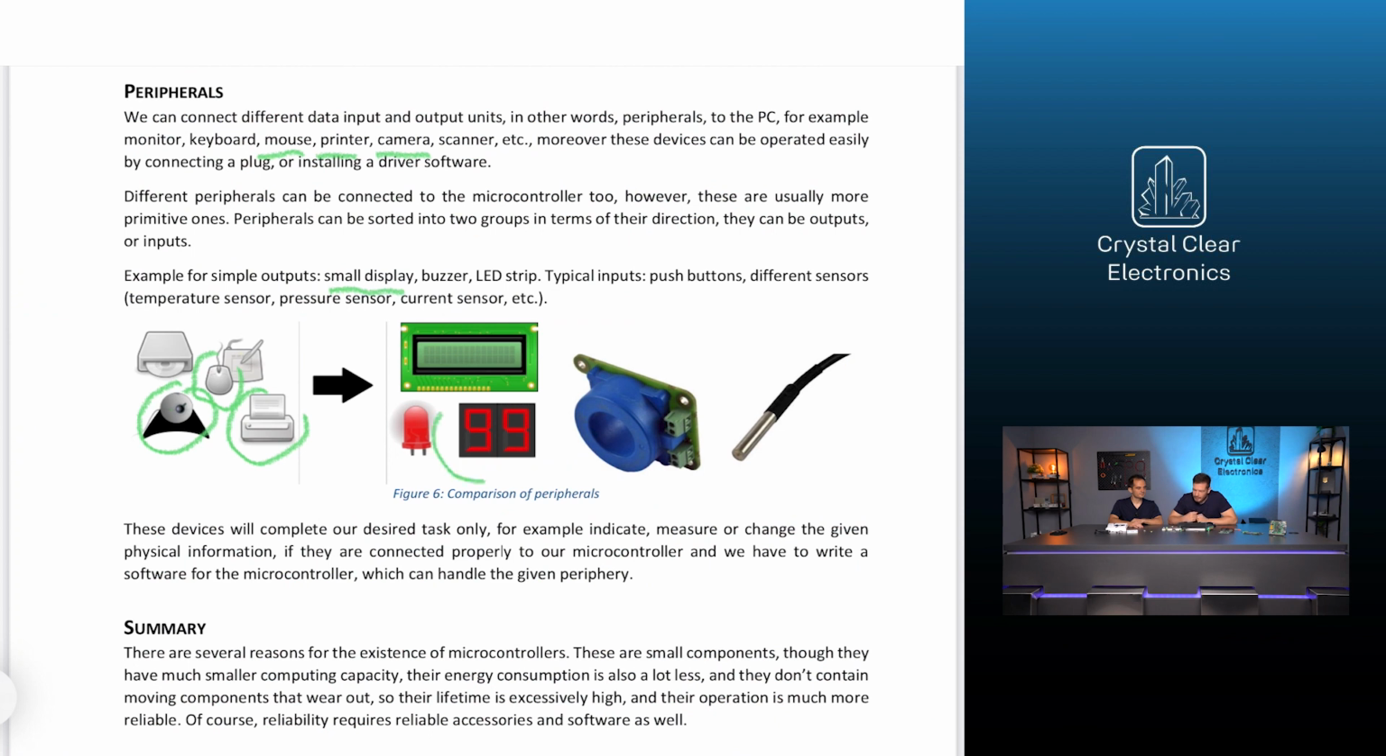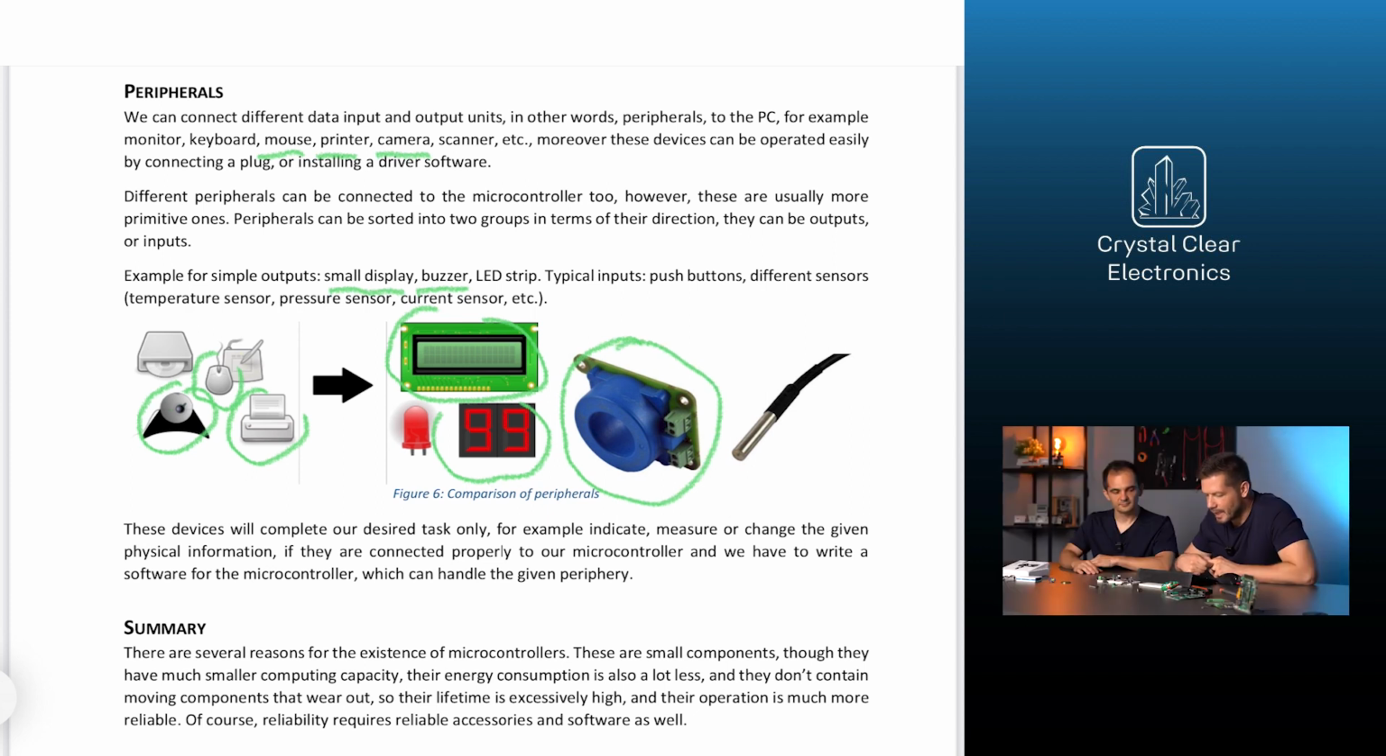Peripherals can be sorted into two groups in terms of their direction. They can be outputs or inputs. Examples for simple outputs: small display, buzzer, LED strip. Typical inputs: some push buttons or different sensors like temperature sensors, pressure sensor, current sensor, etc. The word sensor can be used as a synonym for the English word sensing.